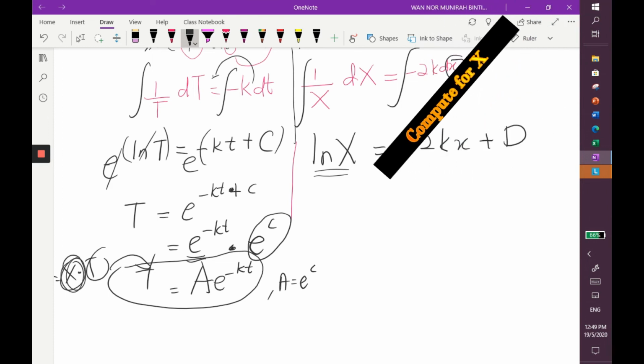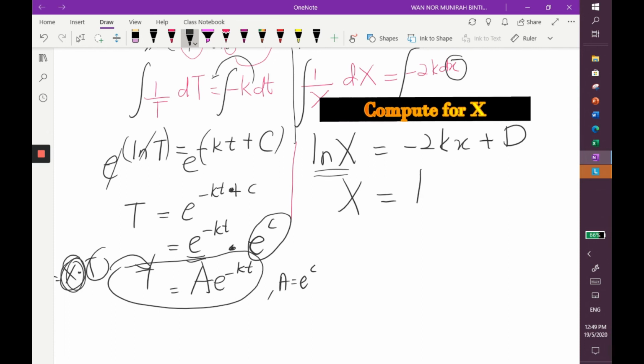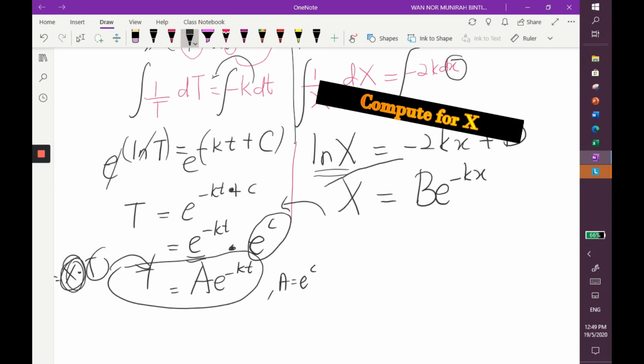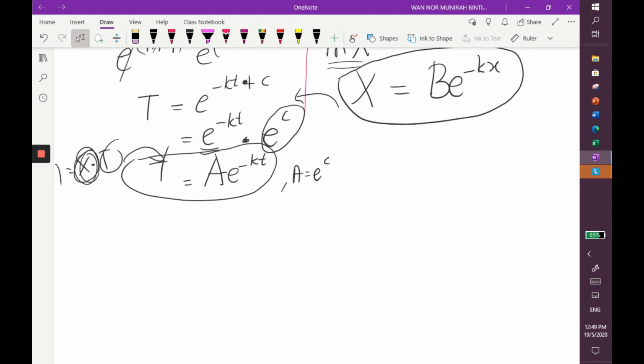So taking the exponent of both sides of the equation, we have x equals, let's say b, e negative k x. So I just skip the step. You can recall this one. Rewind and get this one. Okay, if you don't remember. So this is your x. We already found x and t.